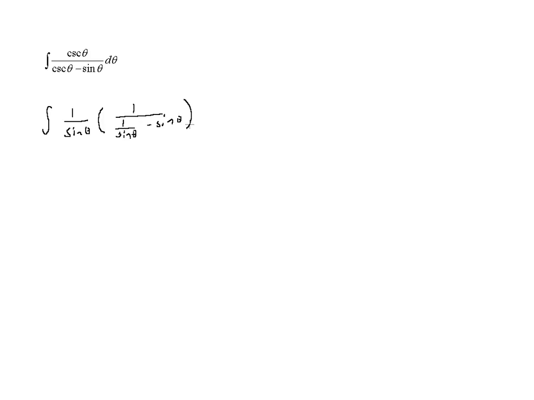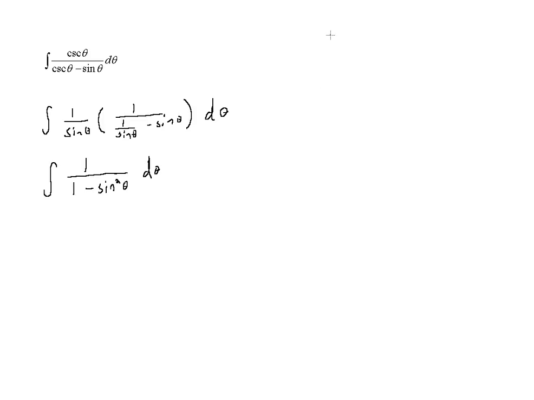Now I'm going to multiply through by that 1 over the sine of theta, and we get 1 times 1 in the numerator. Sine times 1 over the sine is 1. Sine times negative sine of theta is minus sine squared of theta, d theta. And now you say, well, what do we do?